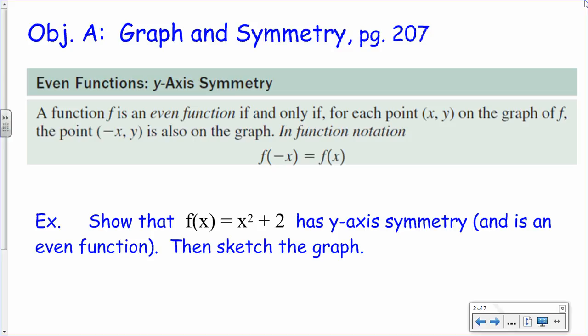So 2.5 talks about analyzing graphs. One way we're going to analyze them is to see if the functions are even or odd. It is possible for them to be neither even nor odd.